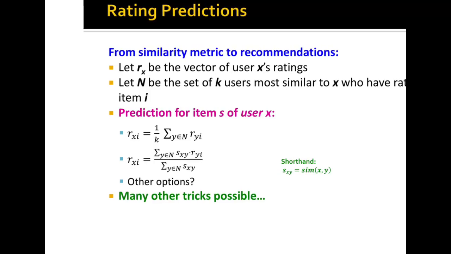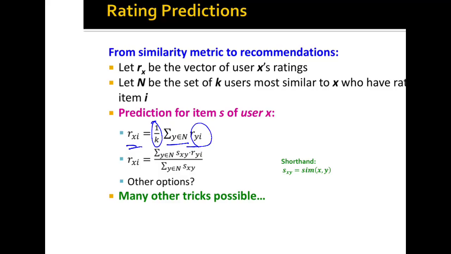So Rxi is 1 over k times Ryi. Either you can just weight it by similarity score, or you can find the top k similar users or top n similar users, and then just average their recommendations, right? You can do that as well.